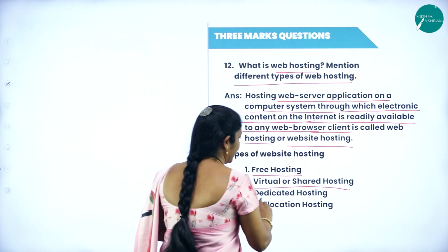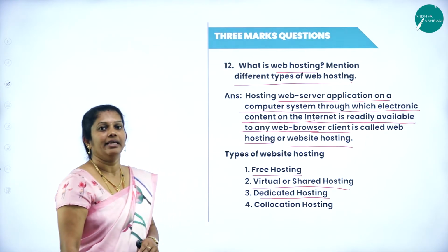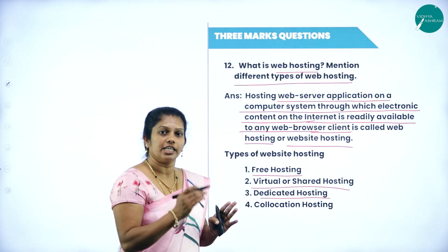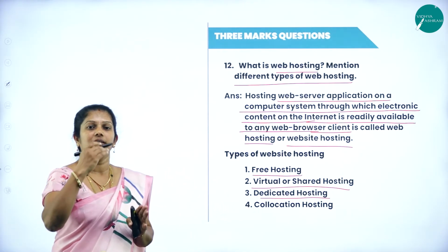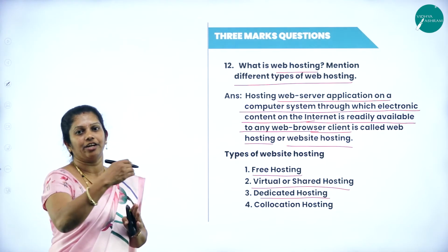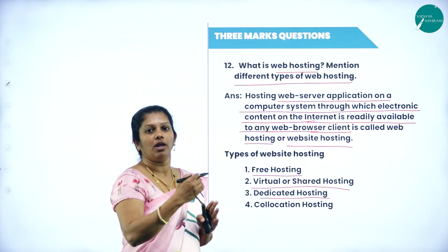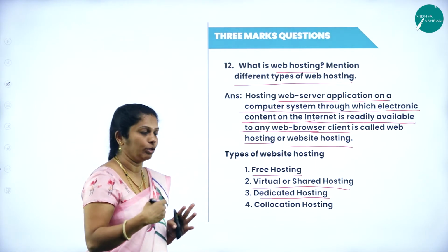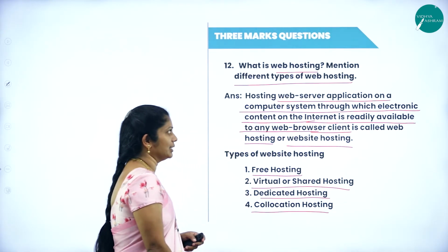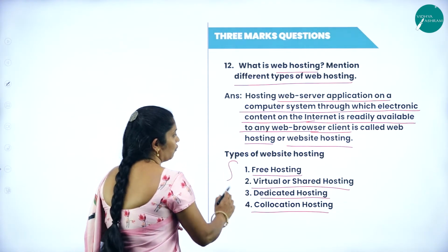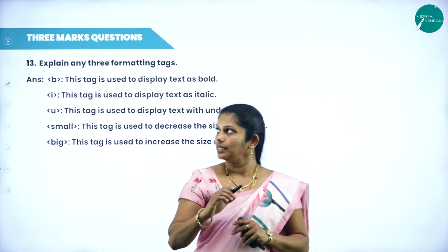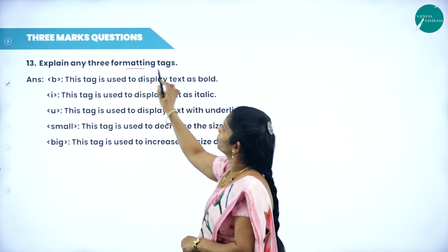The next one is dedicated hosting. This type of hosting is to perform a particular type of work only. They are responsible for all their actions. If any problem arises, then the dedicated hosting provider is responsible for taking care of all the transactions. If there is a space problem or resource problem, everything is controlled by them only. That is dedicated hosting. And the last one is co-location hosting. These are the different types of web hosting. Now it's clear. Next we'll move on to the next question: explain any 3 formatting tags.